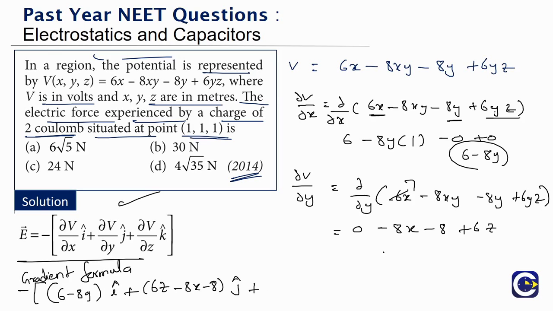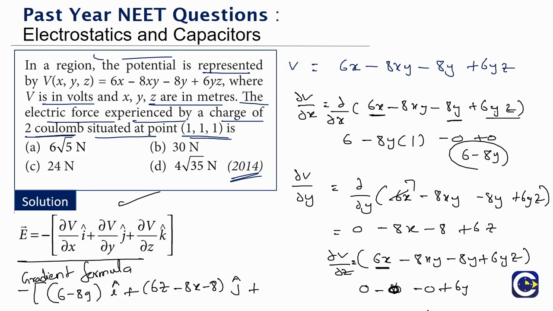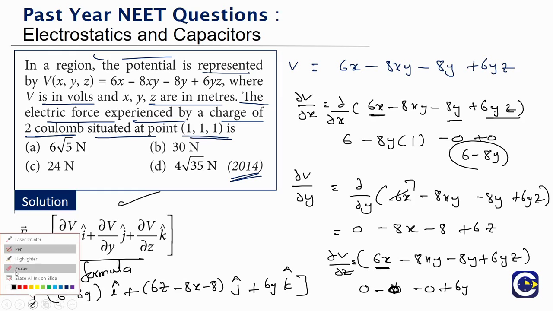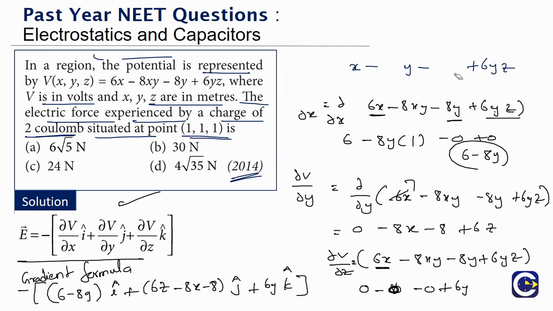Then ∂V/∂z. For the function 6x minus 8xy minus 8y plus 6yz, here only z will be taken as a variable. 6x is a constant, derivative is 0. 8xy is also constant, derivative is 0. 8y is also constant, derivative is 0. The only thing is the derivative of 6yz, which is 6y. So 6y into k cap. So this is our gradient term that will be representing the electric field.